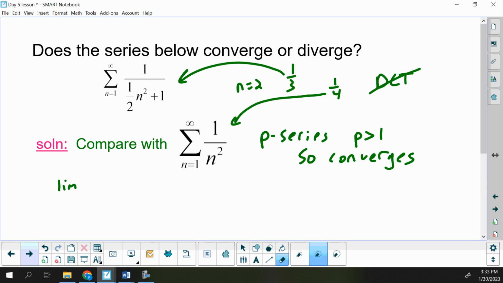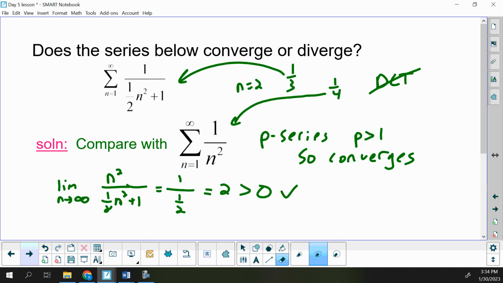So we're going to do limit as n approaches infinity. If we divide the two, I'm going to do the top divided by the bottom. Keep change flip will eventually give me n squared over a half n squared plus 1. Same degree, so ratio of the leading coefficients will give me 1 over a half. Keep change flip for that will give me 2. 2 is a positive finite constant. So that means our limit comparison test checked out.